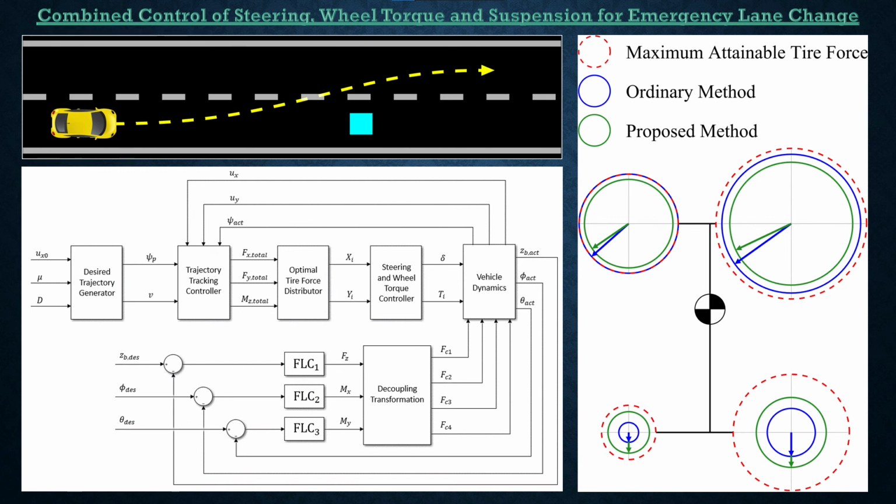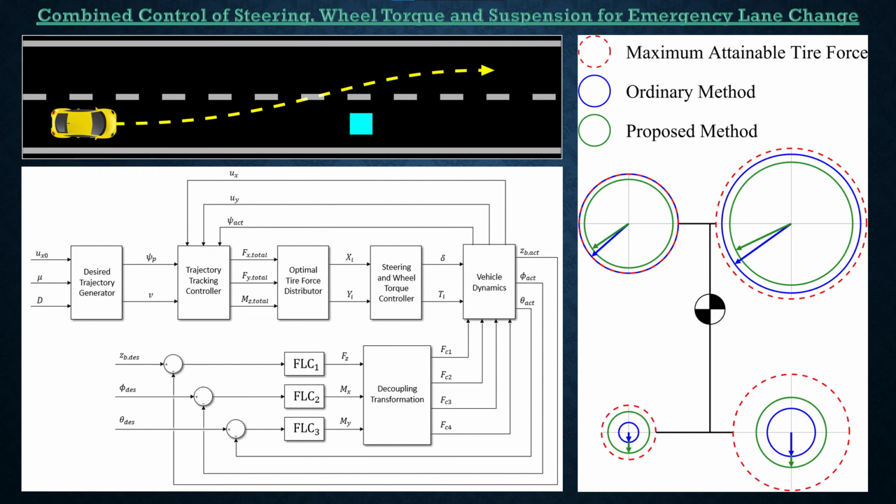Then the trajectory data and the vehicle current state data is fed to a controller. The controller passes the forward, sideways, and spinning forces of the vehicle to an optimization algorithm, known as the optimal tire force distributor. The algorithm computes forces needed by the wheels to achieve the general trajectory, while another controller will take the data and give commands to the steering and torques to the wheels.